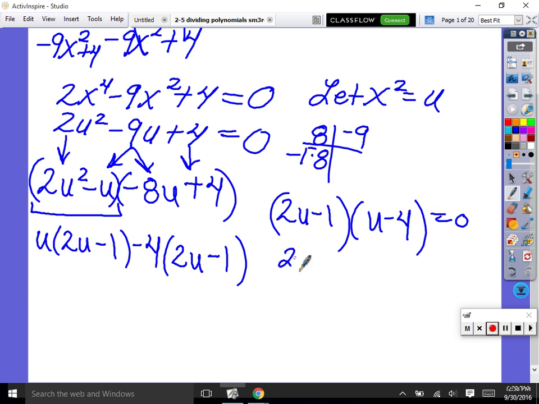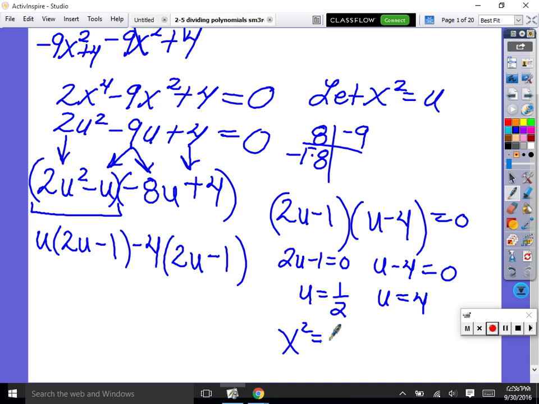So we're going to have 2u minus 1 equals 0. We have u minus 4 equals 0. And then we add 1 divided by 2. U is equal to 1/2. Add 4. U is equal to 4. Then we know that x squared is equal to u. So x squared is equal to 1/2. And x squared is equal to 4.